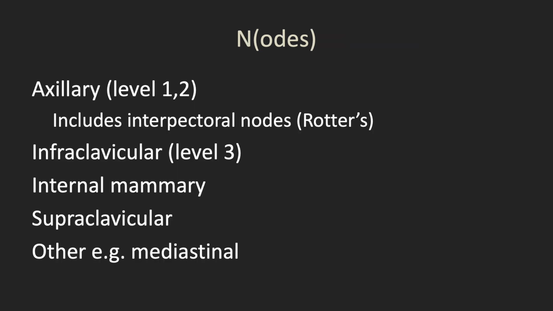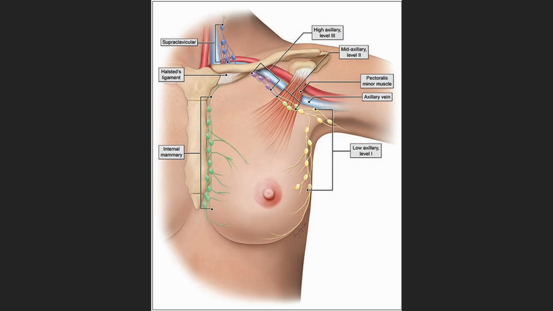Nodal involvement in breast cancer most commonly goes to the axillary nodes, both level 1 and 2, and I'm going to be talking about these levels a little bit later on in this presentation. This also includes the interpectoral or Rotter's nodes. They may spread into the infraclavicular region, level 3, internal mammary, supraclavicular, and then to other sites such as mediastinal and cervical. And here's a diagram just demonstrating these nodal levels.